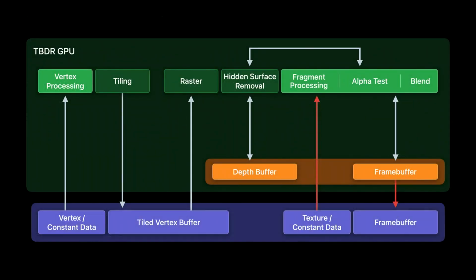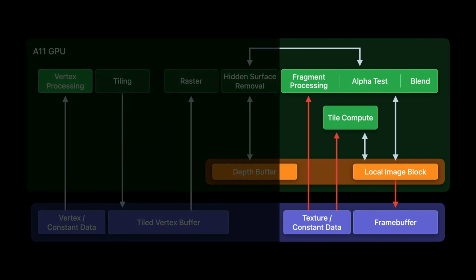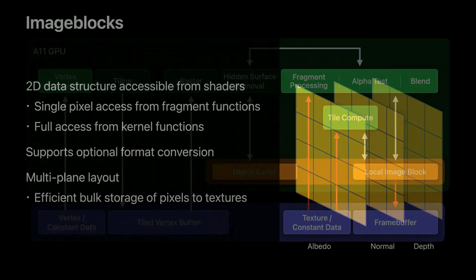This is the TBDR pipeline we've just seen. And this is the new TBDR pipeline of modern Apple GPUs. Most of the changes occurred here. We now have an on-chip image block, as well as a new programmable stage called Tile Compute. So let's review that, starting with the image block.